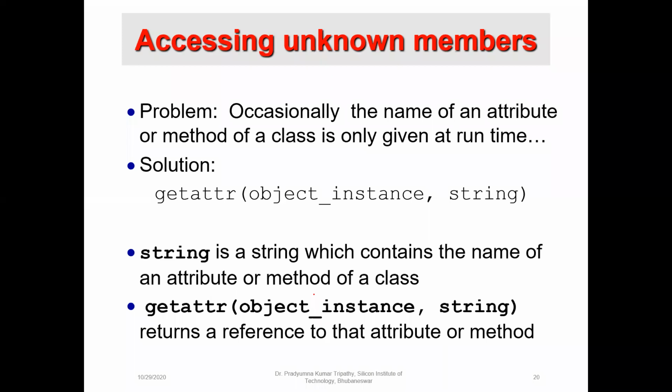Occasionally, the name of an attribute or a method of a class is only given at runtime. Sometimes the attribute or method name is given at runtime. For example, getattr(object, instance, string). What are this object, instance and string? It will be better understood if I go for an example.